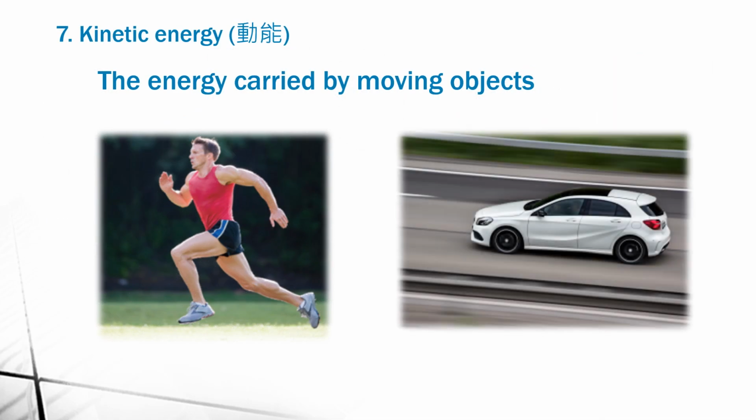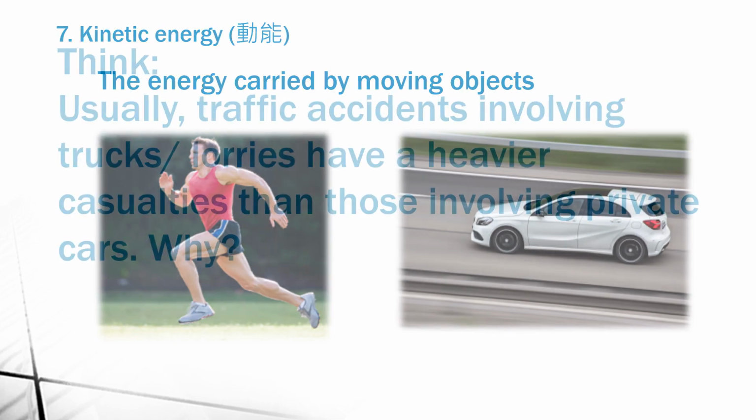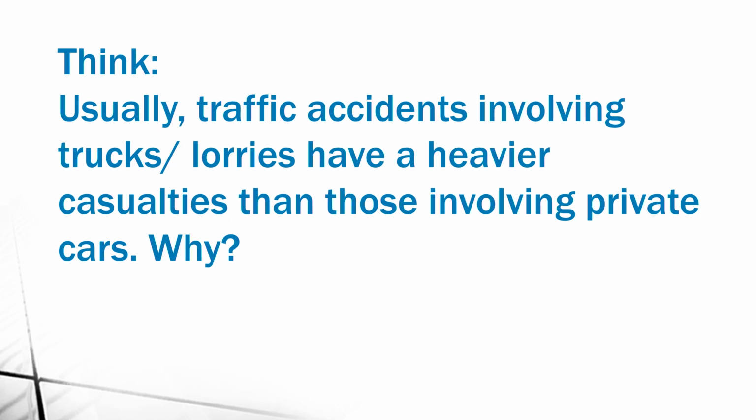A final form of energy is called kinetic energy, 动能. You know from the Chinese term 动能, 动 means the thing carried by moving objects, the energy carried by moving objects. It seems very easy. However, I would like to ask you the following question. Usually, traffic accidents involving trucks or lorries have higher casualties than those involving private cars. 即係話貨車撞車嘅時候嘅傷亡，通常係勁過私家車撞車嘅。Why? I'll give you around 10 seconds to think about the answer.